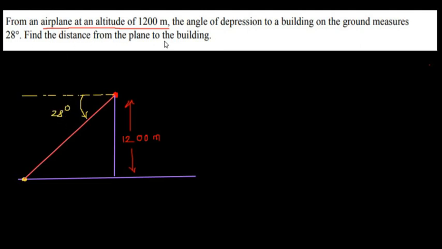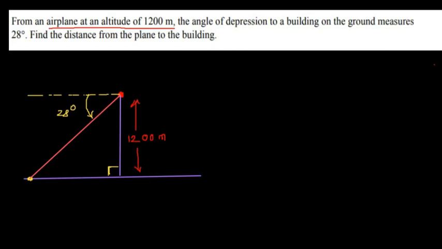Find the distance from the plane to the building. Now this is the plane and this is the building, and to find the distance between the plane and the building, which is the horizontal distance they are asking us to find, we need to find out x, that is the distance between the airplane and the building.